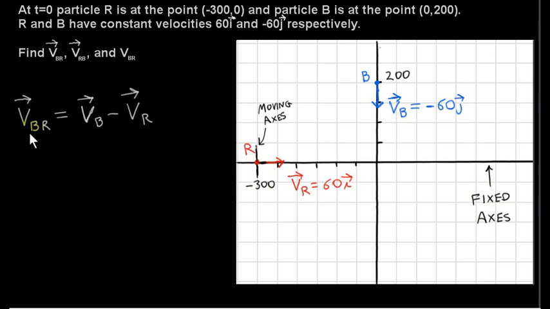In the last video, we saw that to calculate VBR, we must calculate VB minus VR. We get -60j minus 60i. However, we normally write the i term first.